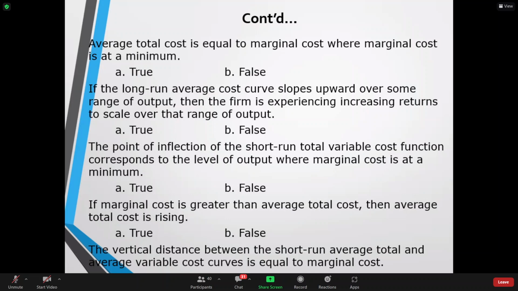Right? So next one. If marginal cost is greater than average total cost. Marginal cost greater than average total cost. Yes, that is after the intersection. Then average cost is rising. Yes, correct. It is true. Okay.